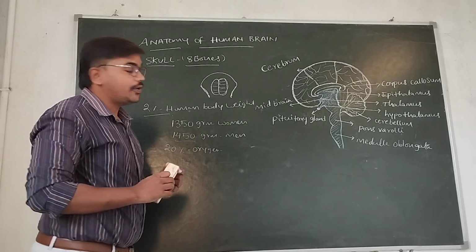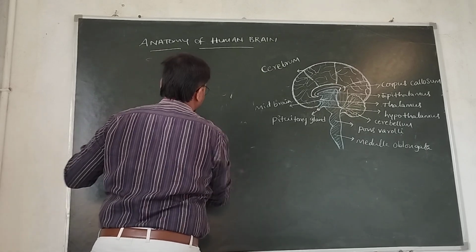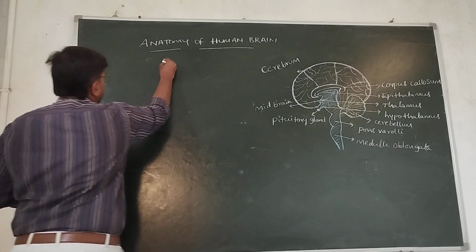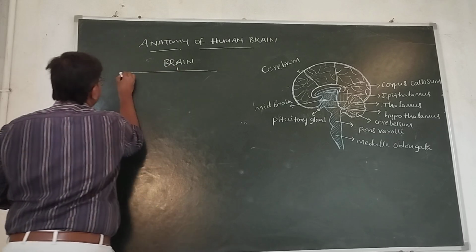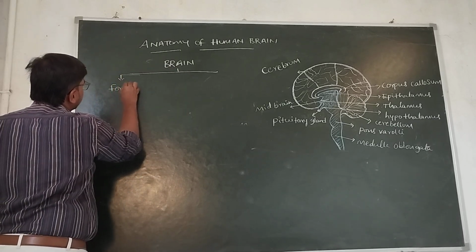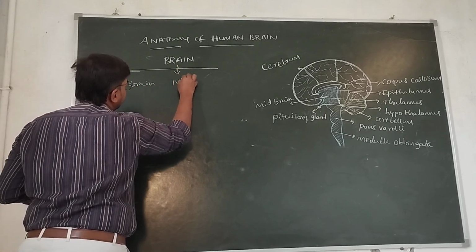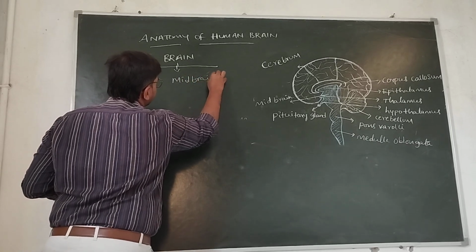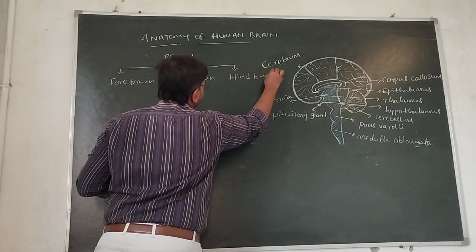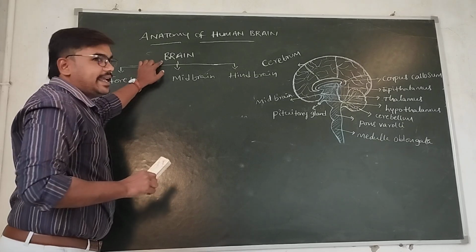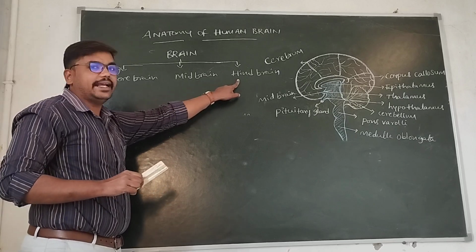Next, anatomy of the human brain. The brain is divided into 3 divisions: the first is forebrain, the second is midbrain, and the third is hindbrain.